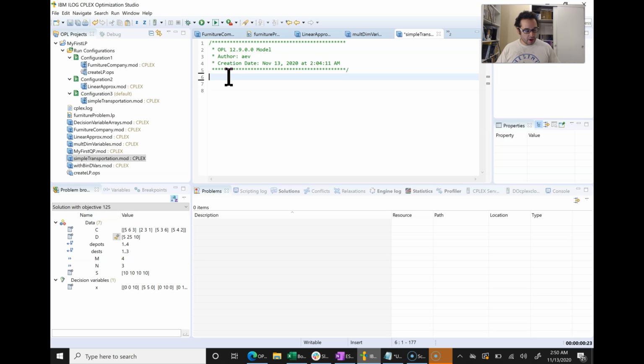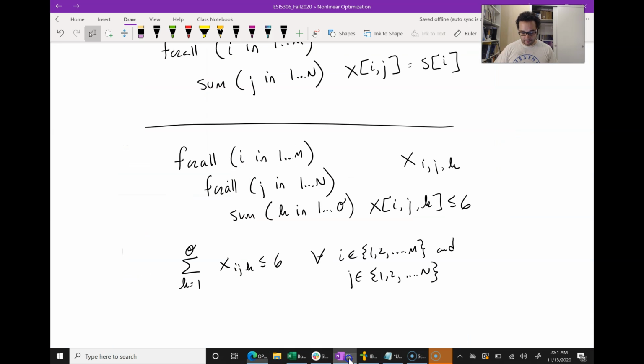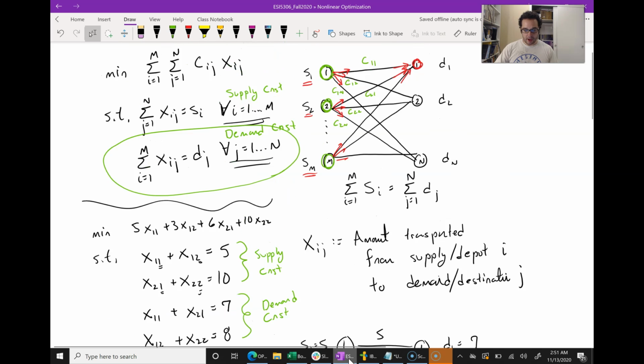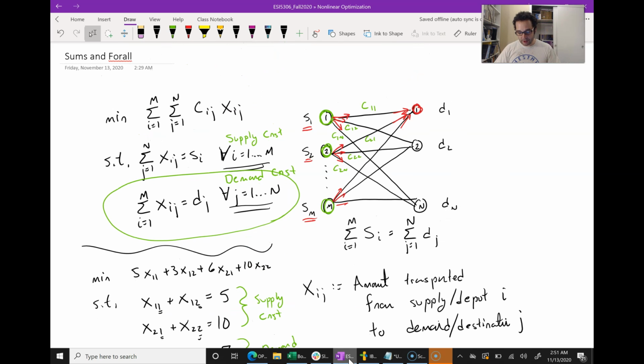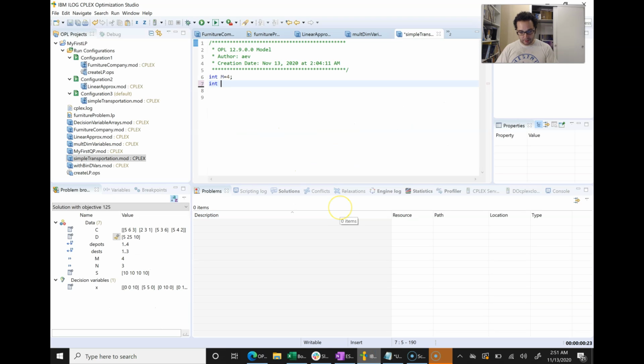For this problem, I'm just going to start by defining a few variables. All right. Now, the way we go about defining the variables, again, we say the type, we give the name, and then we assign it a value. So I'll start by saying m is equal to 4. And so for the supply problem, m corresponds to the number of supply depots that we have. Similarly, we can define n as the number of destination nodes. Here I'll use 3 just for simplicity.